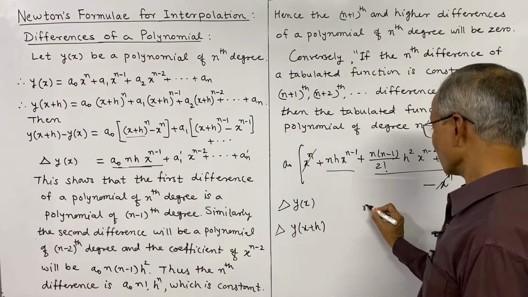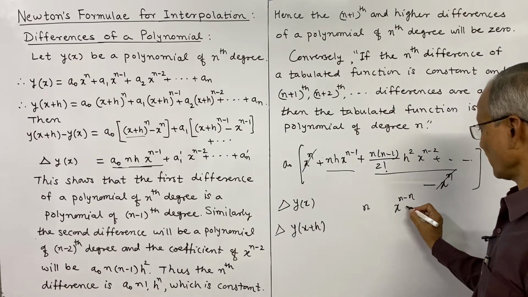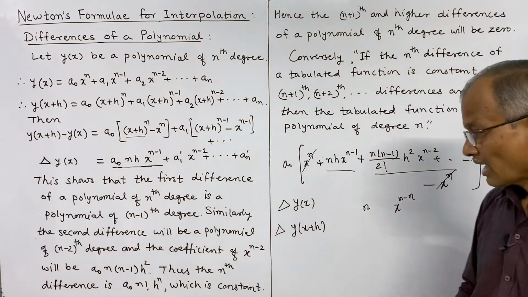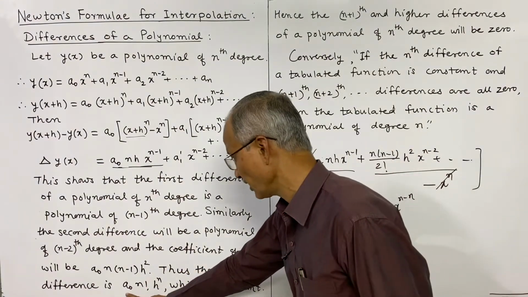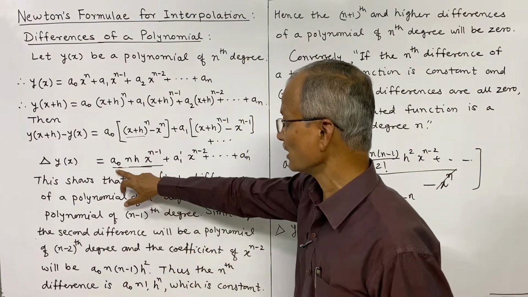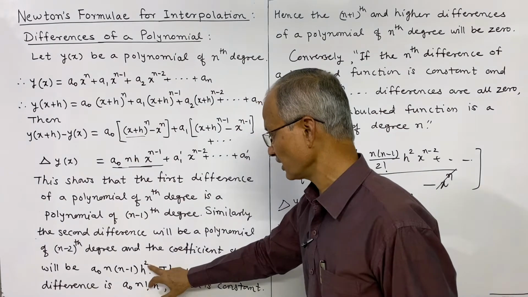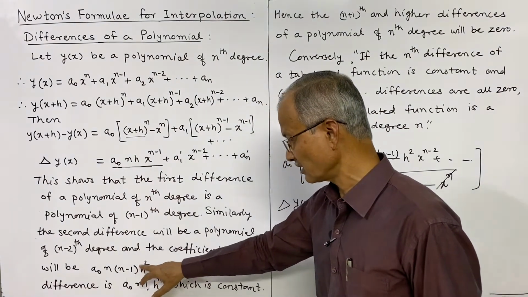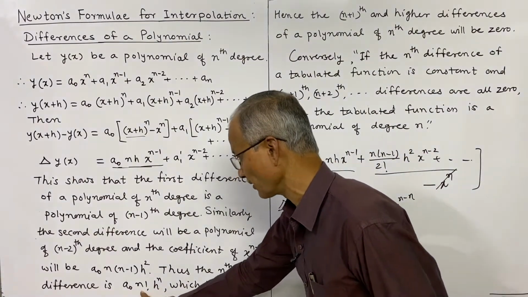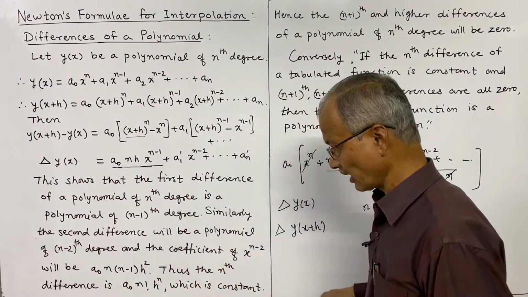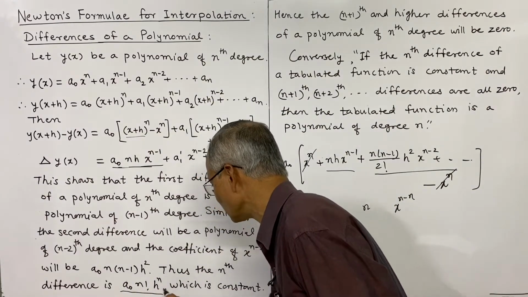Because the nth difference will be a polynomial of degree x to the power n minus n, that is x to the power 0, it is a constant, and thus the nth difference is the coefficient of that, which will be a naught. See, the first coefficient is a naught into n into h, and next is n into n minus 1 into h square. Next will be a naught n into n minus 1 into n minus 2 h cube and so on. For the nth difference it will be a naught into n minus 1, n minus 2 up to 1, so it is n factorial, and the power of h will be n. So this is the nth difference, which is a constant.